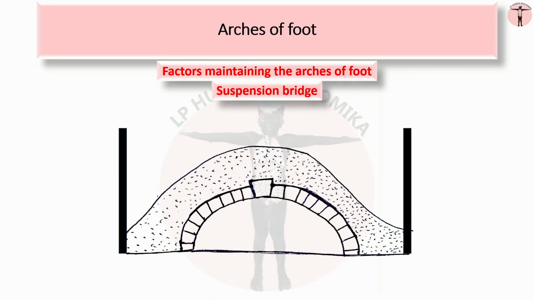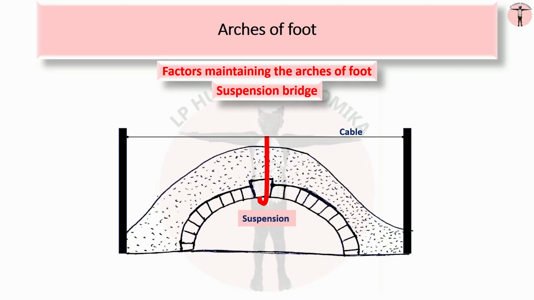The last factor helping the bridge to be intact is the suspension bridge. Here, the maintenance of the bridge depends on multiple supports suspending the bridge from a cable above the level of the bridge. The tendons extending from the leg and inserting in the foot could be compared to the suspension of the bridge. Using the bridge analogy, we can now examine the methods used to support the arches of the feet.